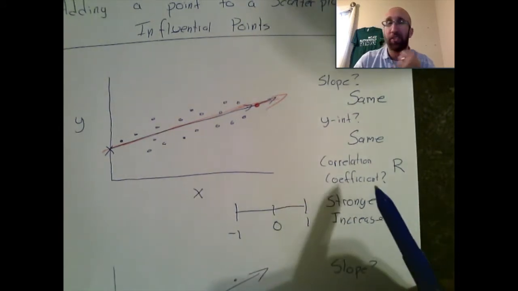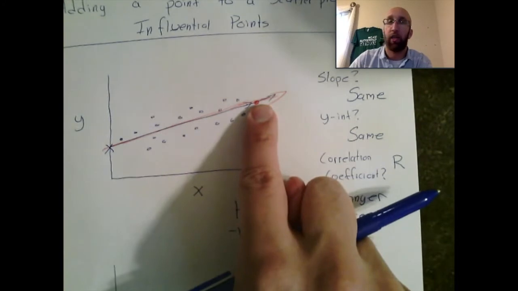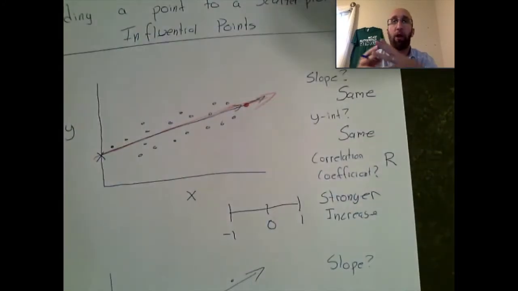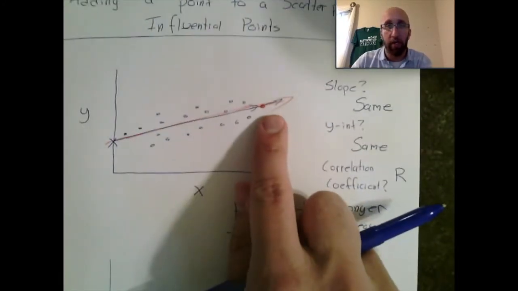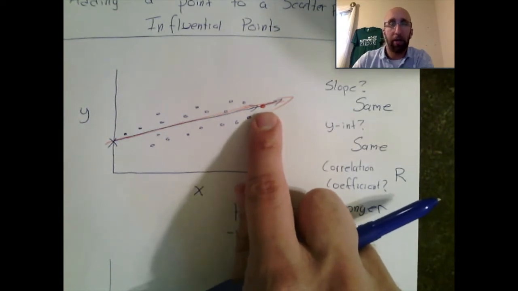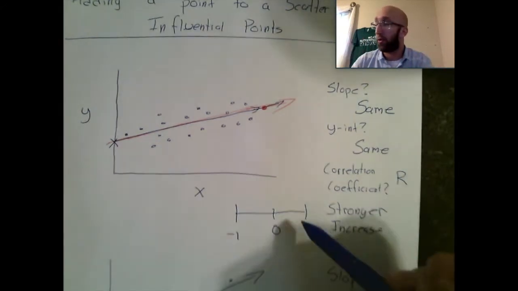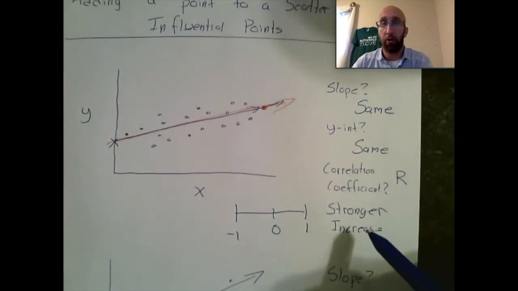Again, correlation coefficients talk about strength. How well are the points clustered and how tightly clustered are we around this line, or how spaced out we are. So you're strong when you're tightly packed and clustered. You're weak when you're really, really spaced out. So since we're adding a point on top of the line, we're getting stronger. So in this situation, we are increasing.